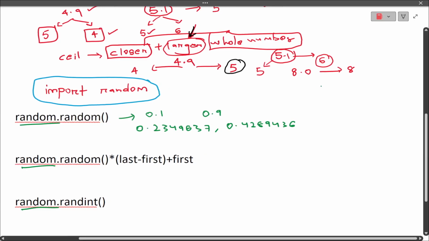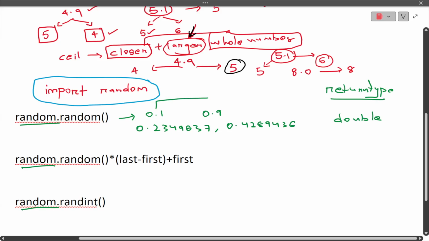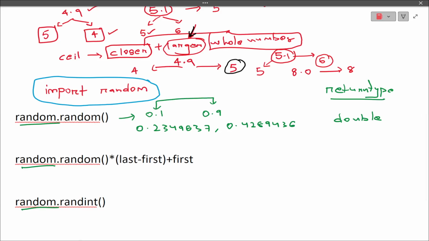And the next important part, as I always say, is our return type. And what's the return type? As you must be observing from this particular thing, it always returns us a double data type. Okay. Did you get it? Let me brief it: every time you are using random.random, it will give you random values ranging from 0.1 to 0.9.